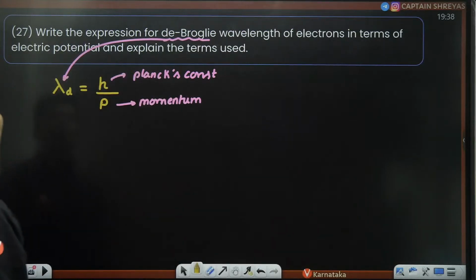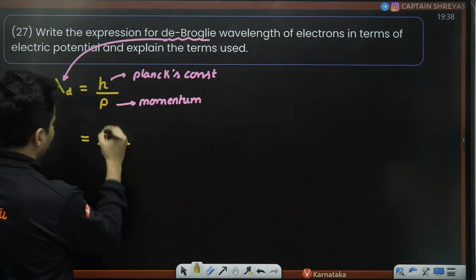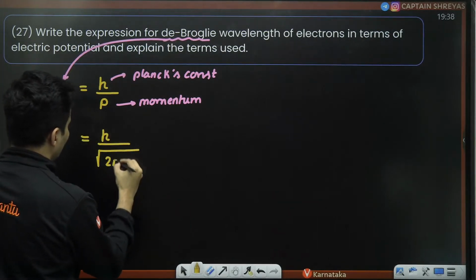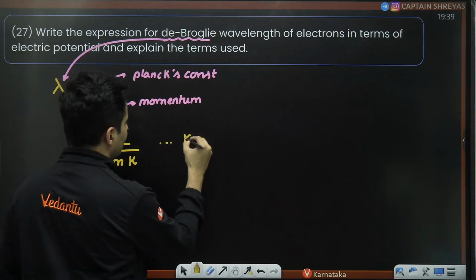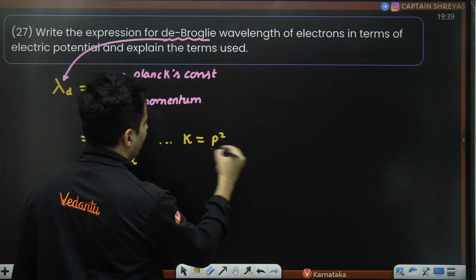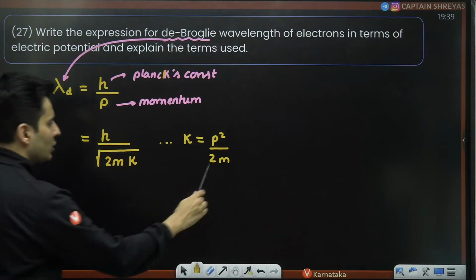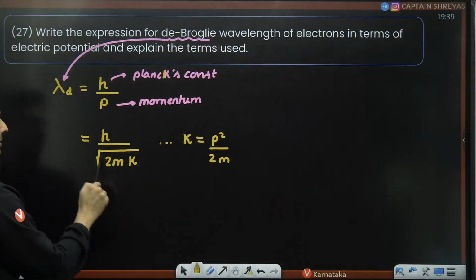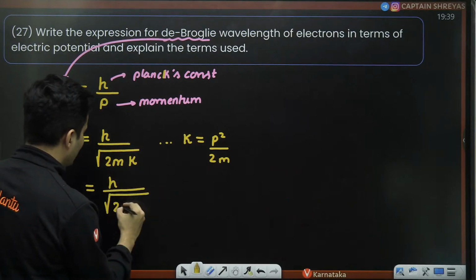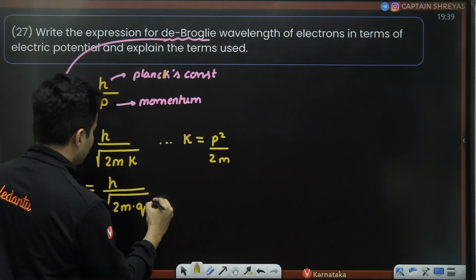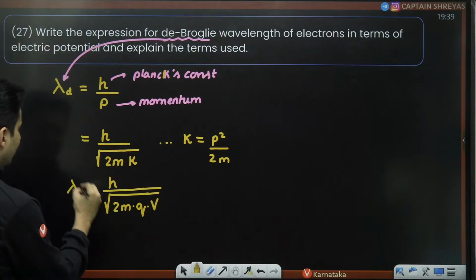And you have to write it in terms of electric potential. So what we can do: h by momentum. Momentum is nothing but root of 2 times mass times kinetic energy, since kinetic energy is the square of the momentum by 2m. So 2m into K is p square, so p will be root 2mK. Then you can write this as root of 2m times kinetic energy, as charge into voltage. So that is the final formula.